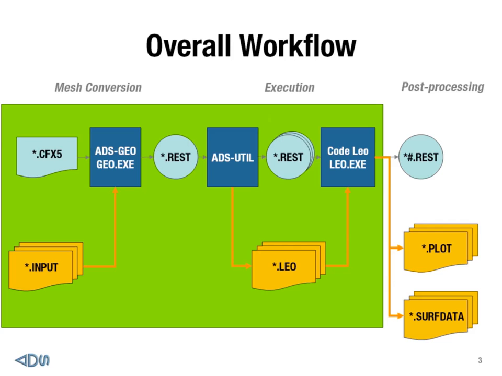In the first step, we take an externally generated mesh, such as a CFX5 file from ISIM, and run it through our conversion tool, Geo, to produce a restart file. In the next step, execution, we have the option to break the restart file into multiple partitions to improve turnaround time. The restart files are then run through LEO until a converged solution is reached. In the third step, post-processing, we examine the solution using a post-processor such as TechPlot or ParaView.